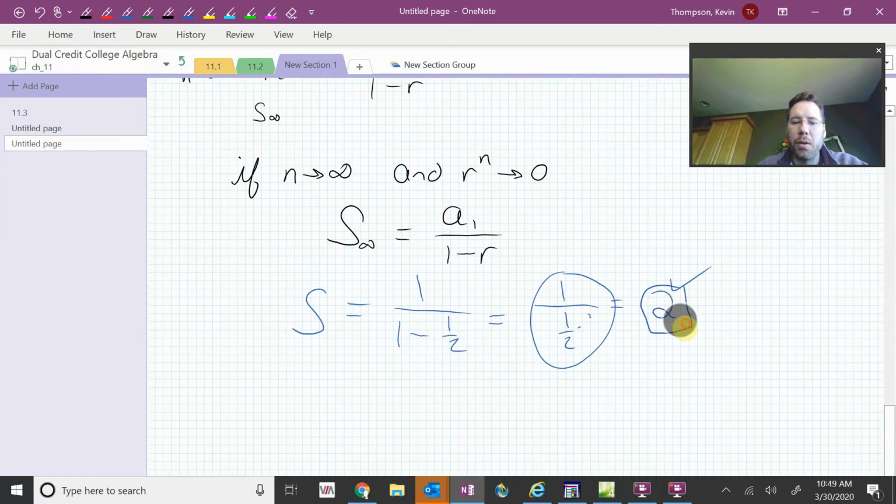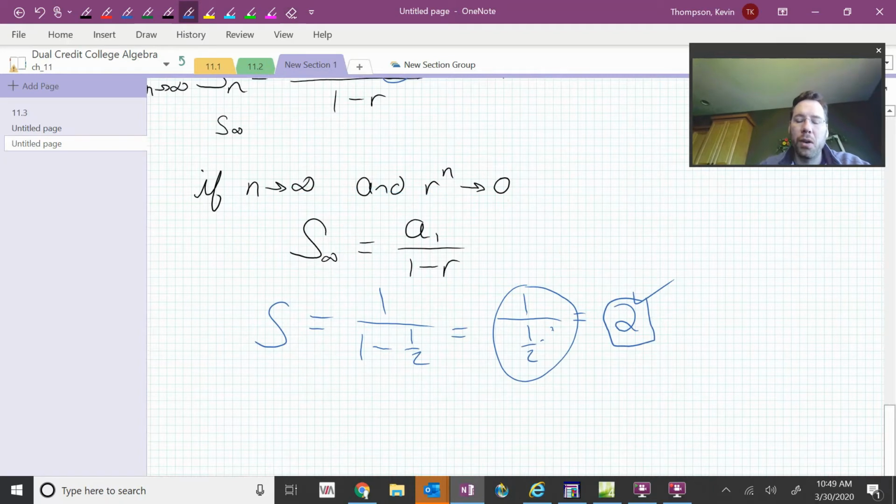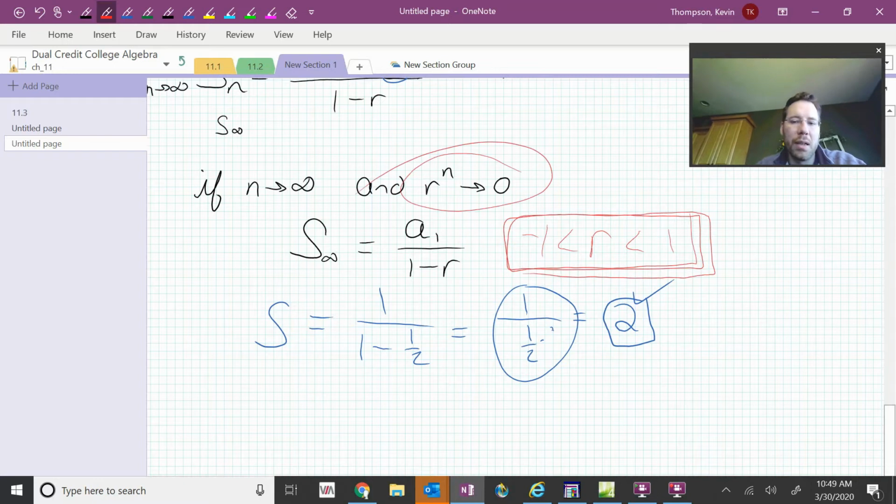And so before I get too far, let's make a note here next to this formula: s sub infinity is equal to a1 over 1 minus r. Let's say that's true as long as r is between -1 and 1. And the reason that restriction is there is because of this statement, r to the n approaches 0. So the only way I can get close to 0 is if I keep multiplying by r again and again and again, and it's less than 1.